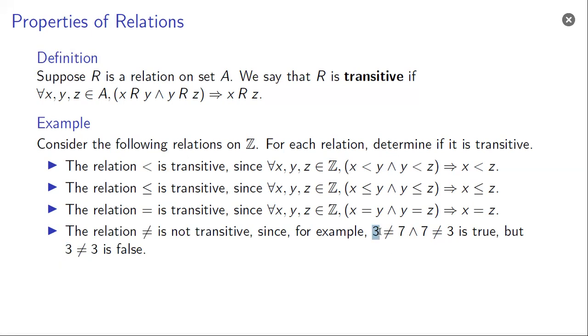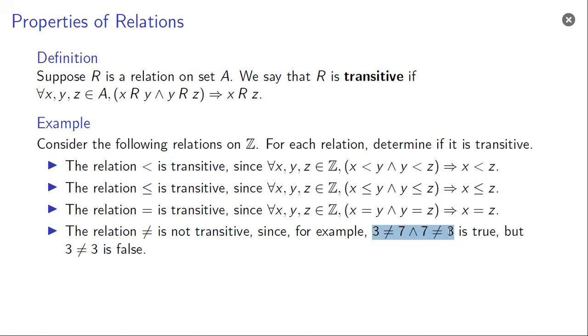Notice what we have here. This is our x, this is our y, this is our y again, and then the z. So 3 is our x, 7 is our y, and here for z, we use 3 again. We're allowed to do that. Nothing told us that x and z are different. We're allowed to have x and z be the same number. So again, x is 3, y is 7, and z is 3.